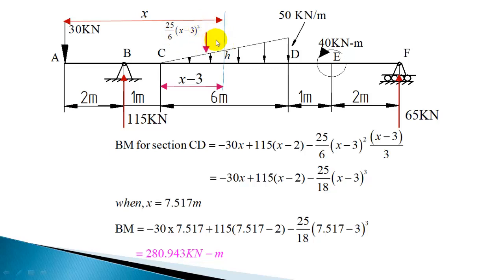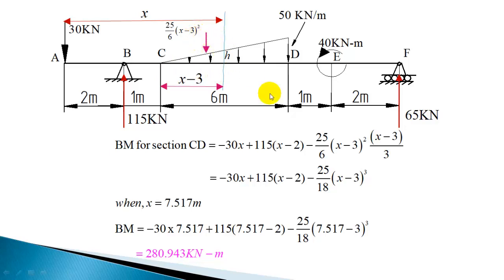Now this is acting at a distance of, base is x minus 3, total is x, you have subtracted 3 meter, which gives x minus 3. So the span over which this part of the load acts is x minus 3. So the resultant load will act at a distance of (x minus 3) by 3. This is 2/3 of (x minus 3) from one side, but this is 1/3 of (x minus 3), that is (x minus 3) by 3. So the distance is (x minus 3) by 3, 1/3 of span from the higher intensity side. So 1/3 of (x minus 3).